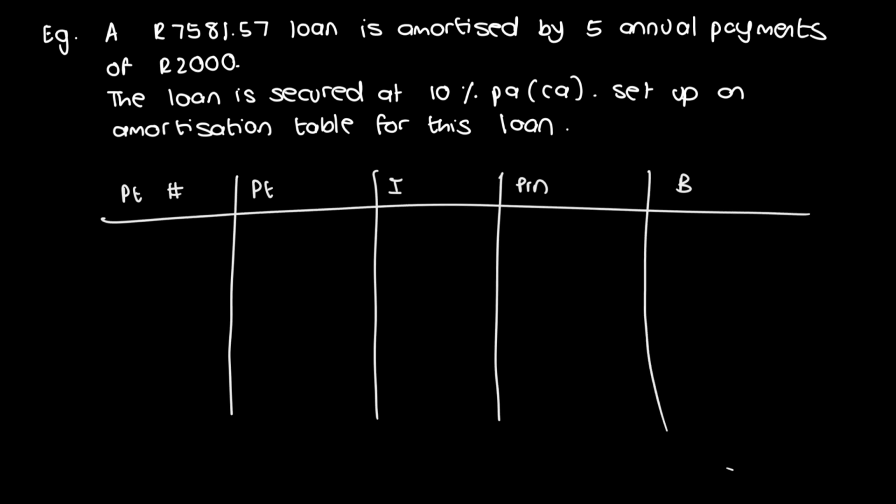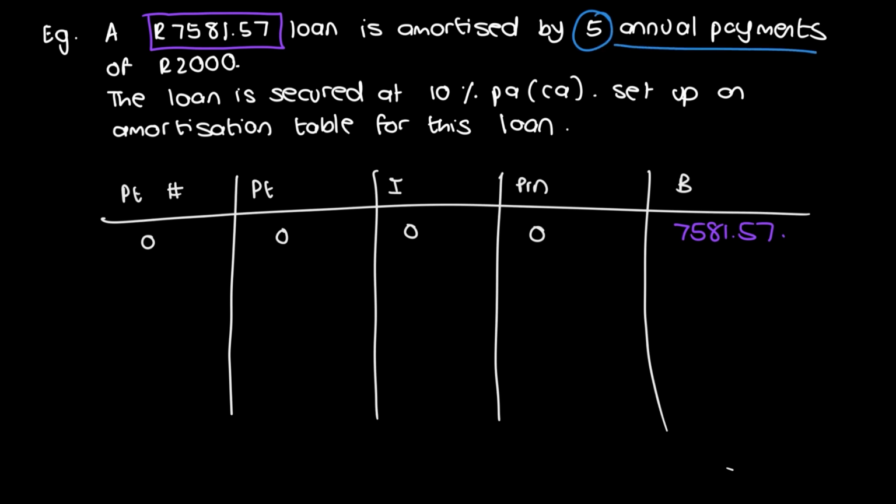And there we go. Now, our first row is the easiest one to do because that's 0, that's 0, that's 0, that's 0. And then our outstanding balance is the present value of the loan. So it's at 7581.57. Okay. We also know when this amortization table is going to end because we have how many payments are going to occur. So it's 5 annual payments. So we have 1, 2, 3, 4, 5.